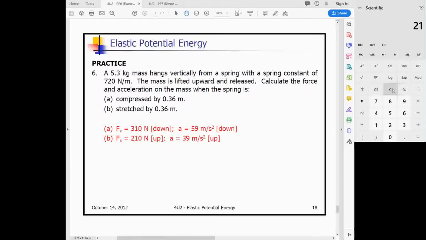Here's another problem. A 5.3 kilogram mass hangs vertically from a spring with a spring constant of 720 newtons per meter. The mass is lifted upward and released. Calculate the force and acceleration of the mass when the spring is either compressed by 3.6 or stretched by 3.6.